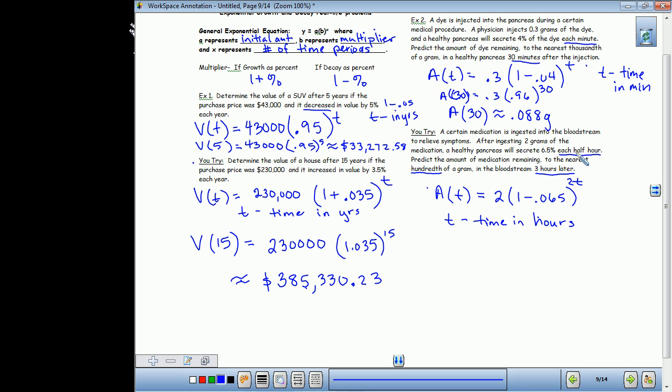Okay? What if instead of a half hour, it said every 20 minutes? How many times does that happen an hour? 3t. Wait, instead of doing 6.5 each half hour, could you do 13 each hour? No, that doesn't work. Because it's exponential. Okay, so this would be 3 hours later. 2 times 0.935 to the 6th. Okay, and this would give us approximately 1.34 grams.